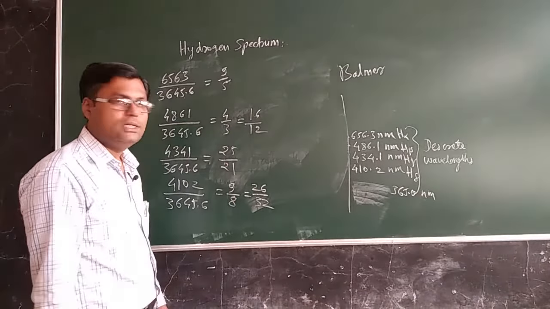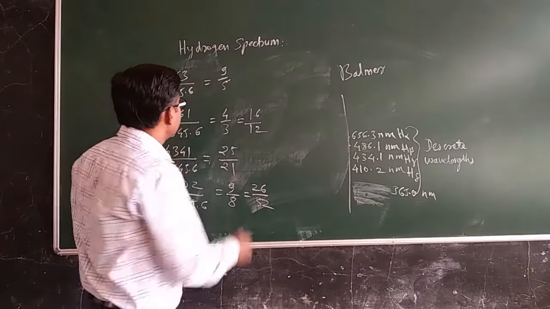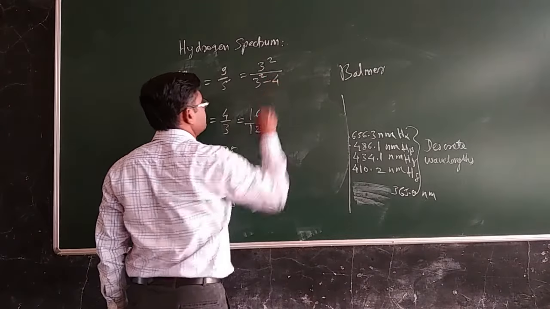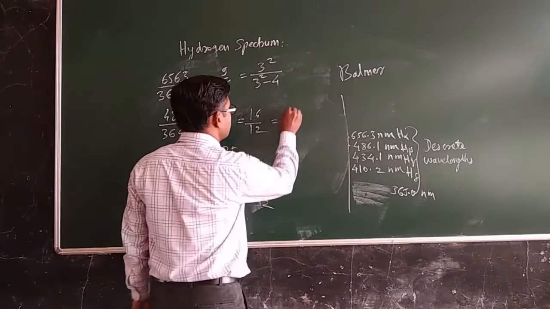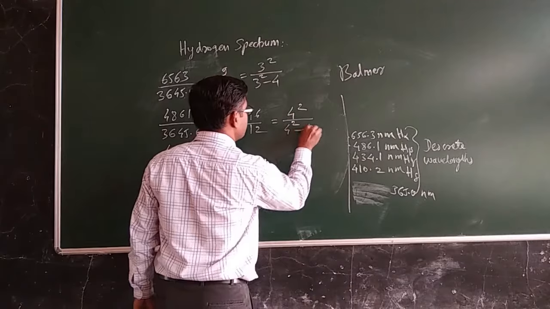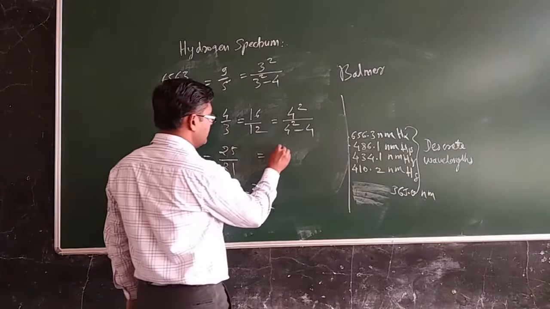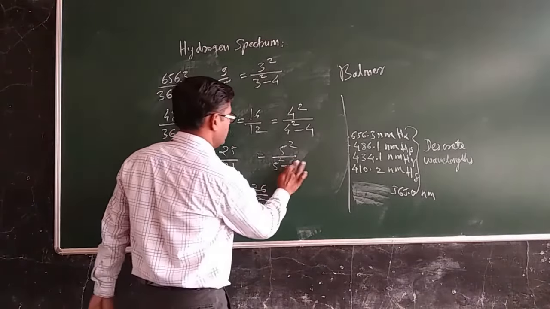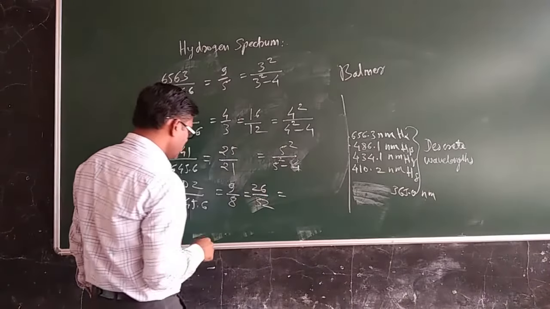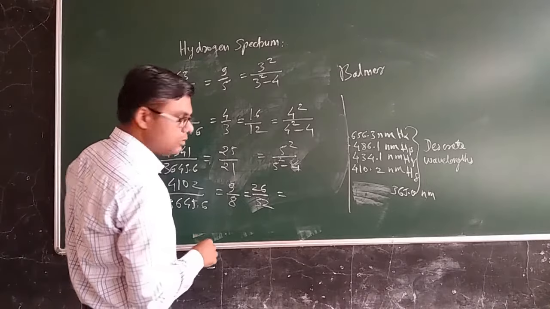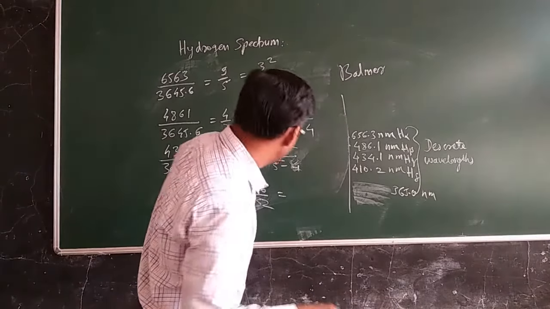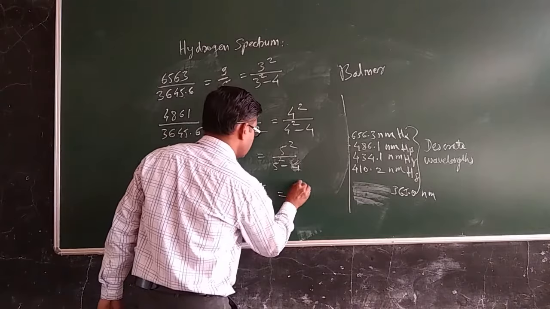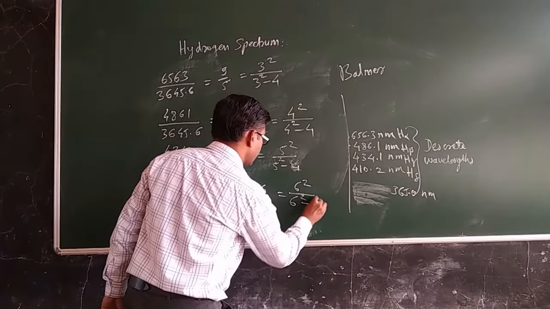Now how has he solved this? Actually, you see, this 9 by 5 can be written as 3 square divided by 3 square minus 4. This 16 by 12 can be written as 4 square divided by 4 square minus 4. This 25 by 21 can be written as 5 square divided by 5 square minus 4. And this last one is 36 by 32, right? So 36 can be written as 6 square divided by 6 square minus 4.